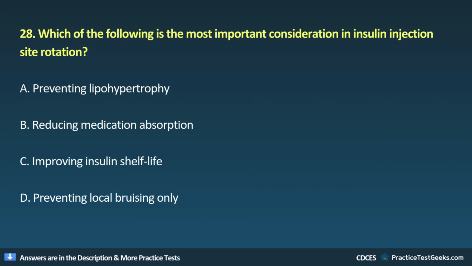28. Which of the following is the most important consideration in insulin injection site rotation? A. Preventing lipohypertrophy. B. Reducing medication absorption. C. Improving insulin shelf life. D. Preventing local bruising only.